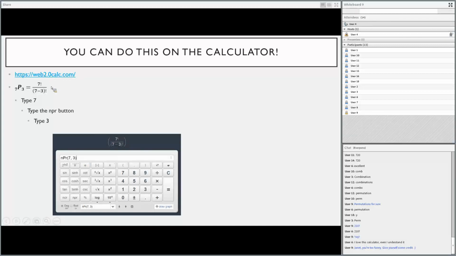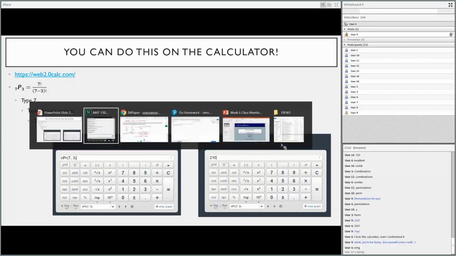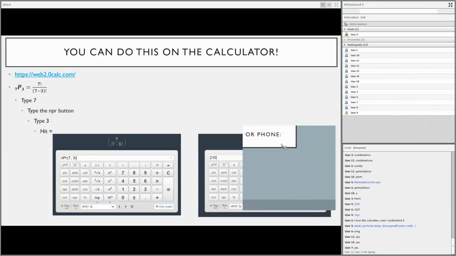You don't have to type it like that. You just type 7, then the nPr button, and then 3, and then it's just going to format itself to look like that. Now, the reason I like this calculator is because look up here at the top. It actually created this formula, right? So I can look at this formula and I still know that it's applying this formula up here. And then if you hit enter or equals, then it's going to give you the number right here.